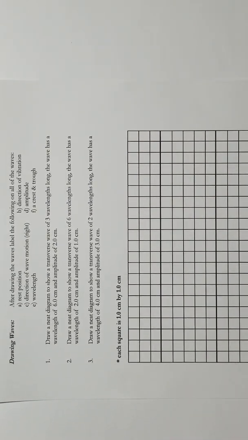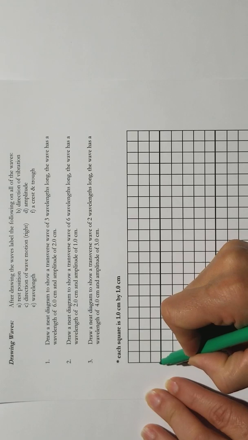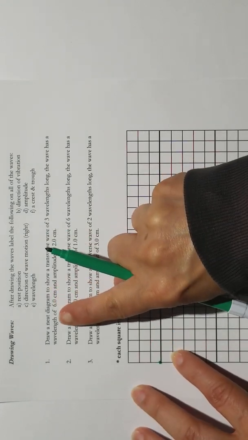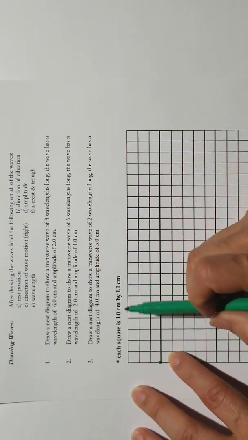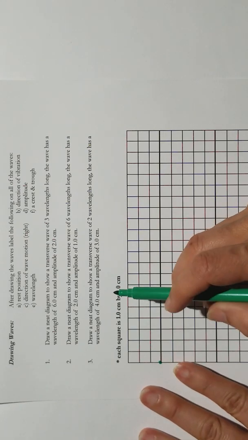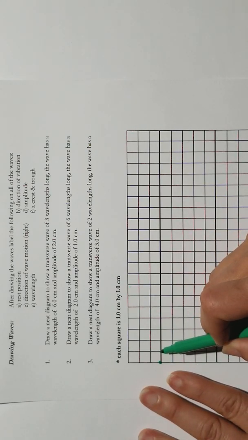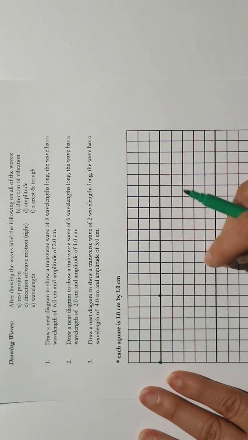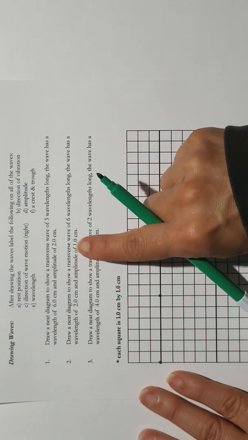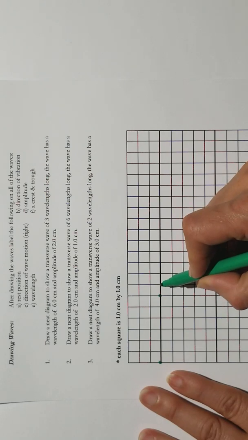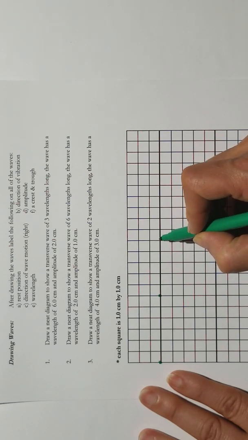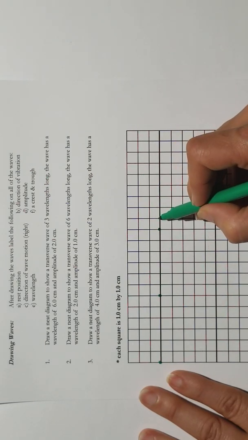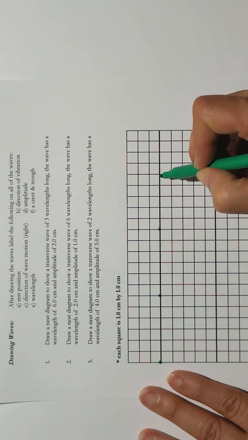I'll just choose a different color just so we can see what's going on. So this darker line right here, hopefully you can see that. I'm going to start right there. Now my wavelength is 6 centimeters. Each of these is 1 centimeter by 1 centimeter, so that means I need 6 of these. 1, 2, 3, 4, 5, 6. That's going to be 1 wavelength, but I want it to be 3 wavelengths long, so I do that again two more times.